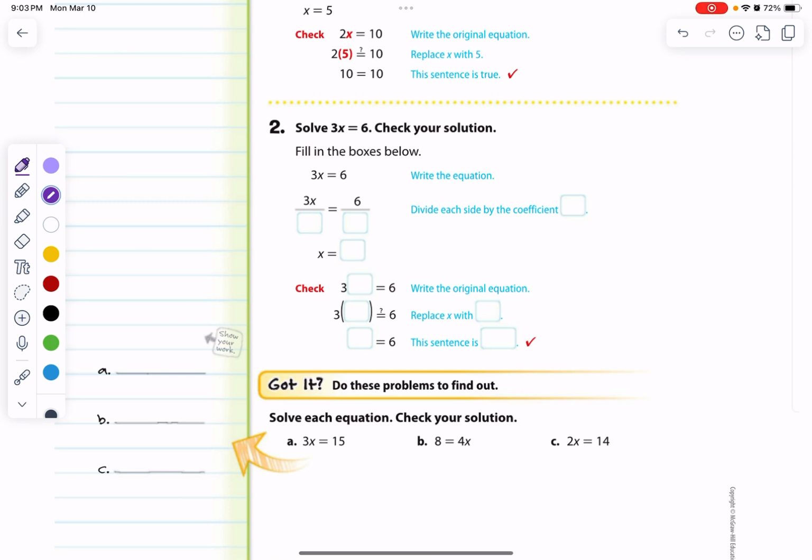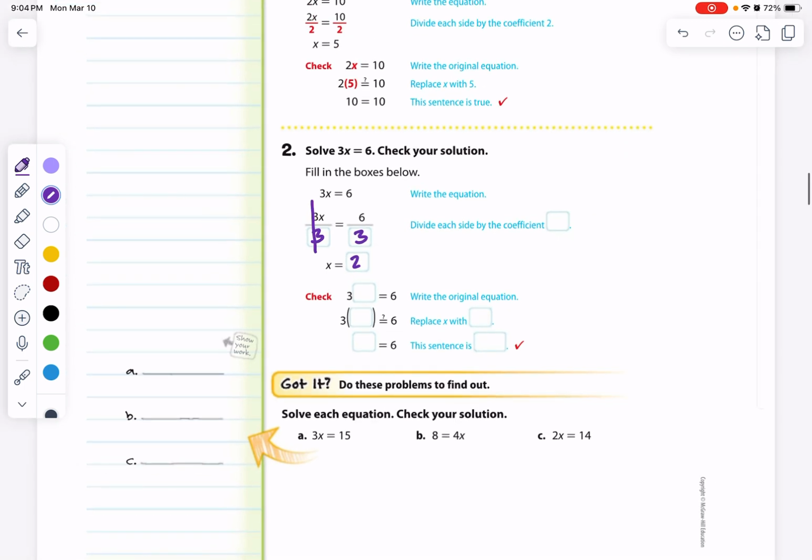Our equation is 3x equals 6. In order to isolate the variable, we'll divide this side by 3, which cancels that out, and then we'll divide the other side of our equation by 3. 6 divided by 3, that's 2. So divide each side by their coefficient.